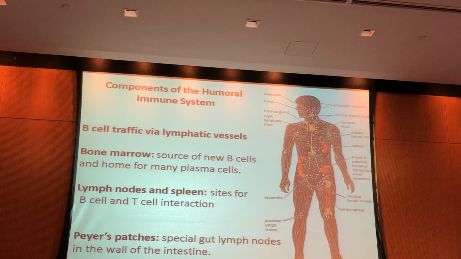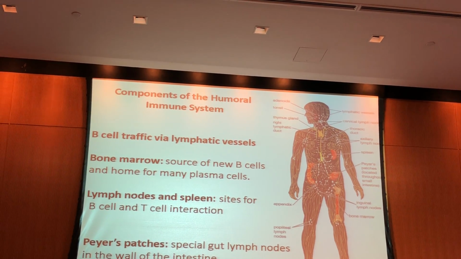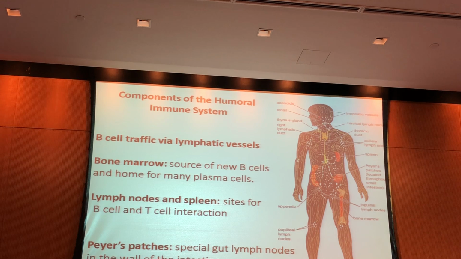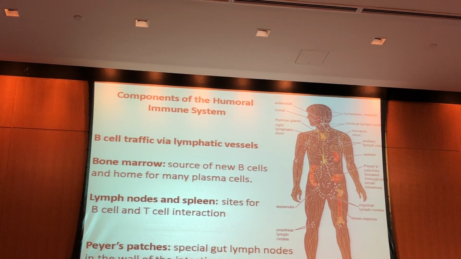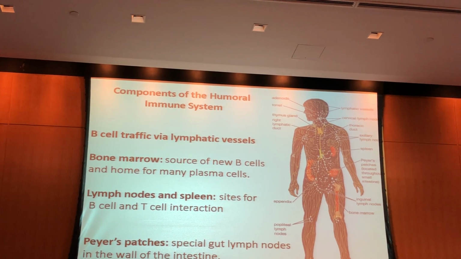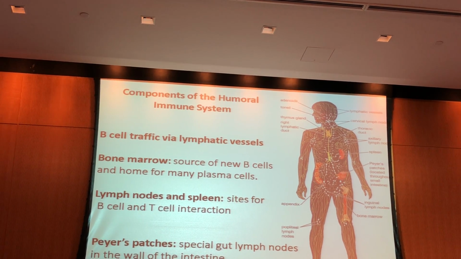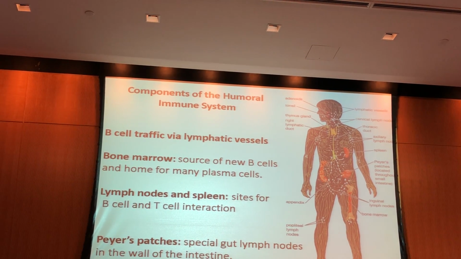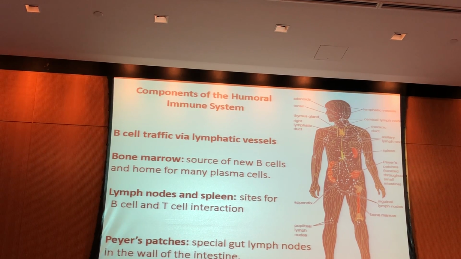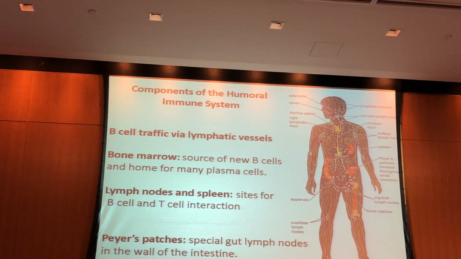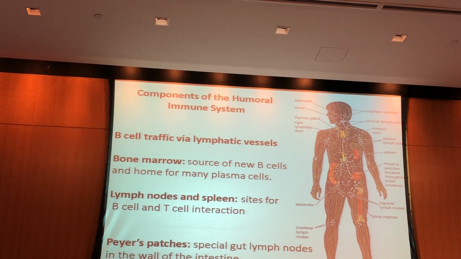And then finally, these cells are in different compartments throughout the body. So you're all probably familiar with arteries and veins. This is how most cells get around the body, but there's a third form of vessel called lymphatic vessels that connect these secondary lymphoid organs, which not everyone is familiar with. The B cells traffic around and move around the body in these lymphatic vessels, as well as in the blood.